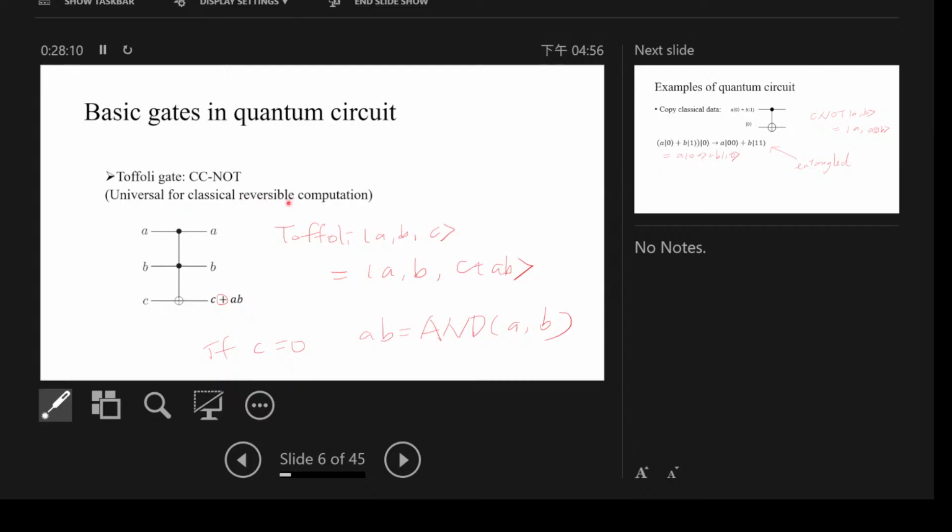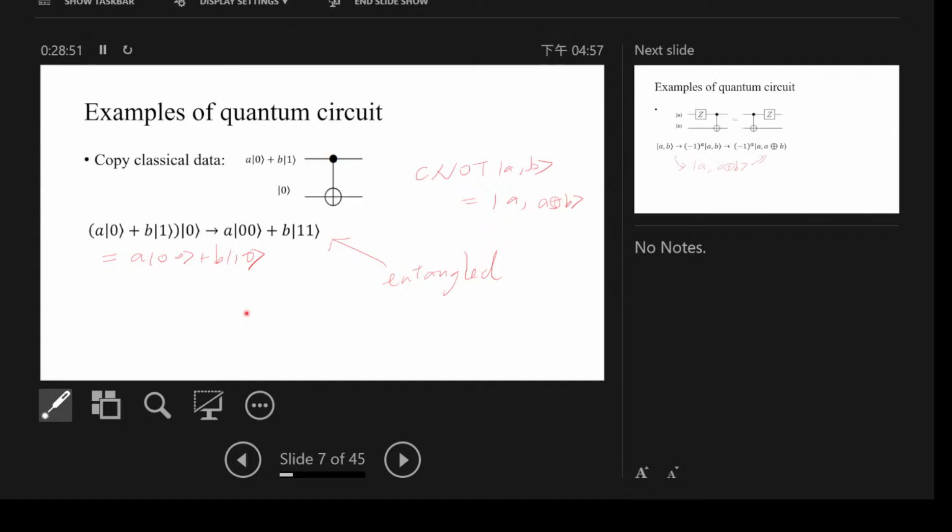And here we also have reversible, and we need to have reversible here because a quantum circuit is always reversible. And also here we want to show a little bit about why it's universal, because you can use the Toffoli gate to calculate the AND gate. So if you just set C equal to 0 here, then the output will be AB, which is the AND. And we know AND gate and NOT gate are enough to give you universal classical computation. Okay, so that's the Toffoli gate.